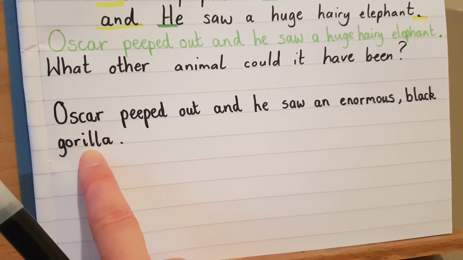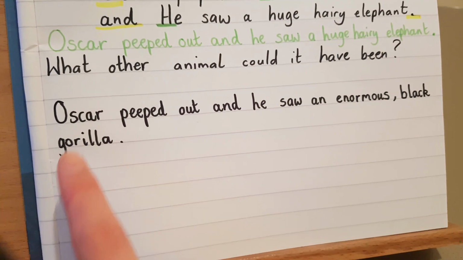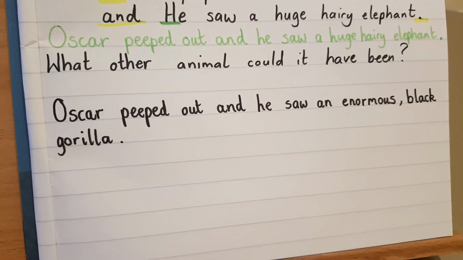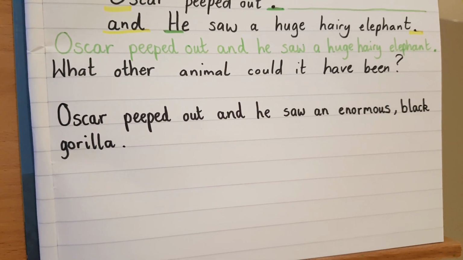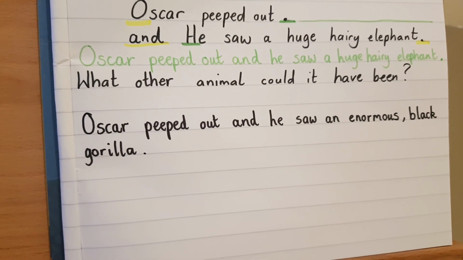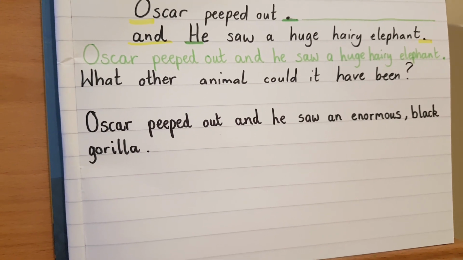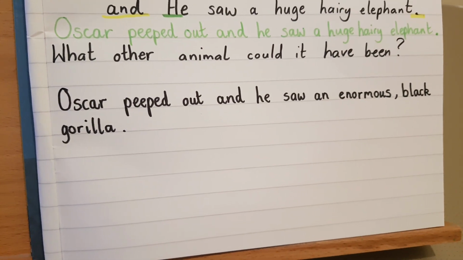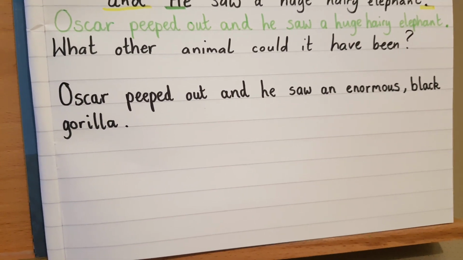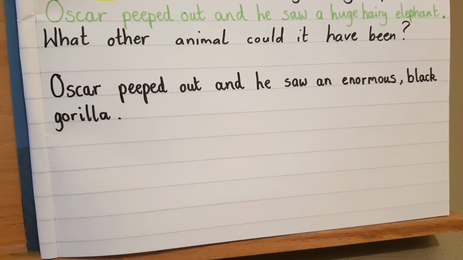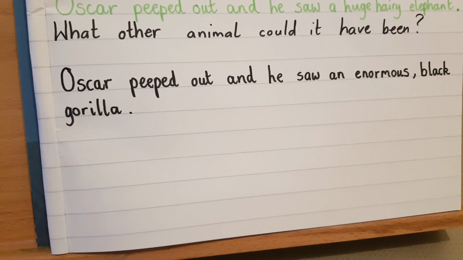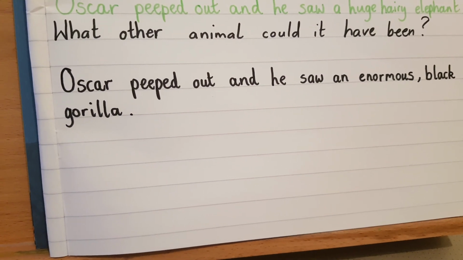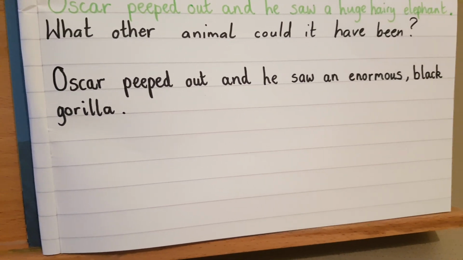Now we've done that one together. I chose the gorilla. You've got 4 other animals there that you could choose to help you write a sentence about what Oscar saw when he peeped out of his window. So have a go at writing a sentence like we've just done now, using the words underneath the picture with your choice of animal for what Oscar might see.